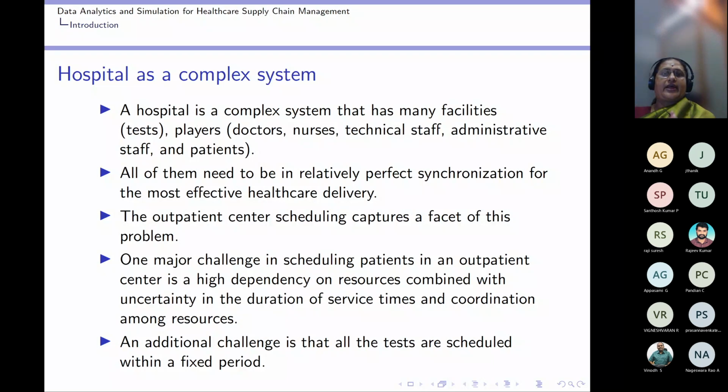So when we look around as a hospital, I can look at this hospital as a complex system where I have players which are doctors, nurses, technical staff. It has many facilities and all of them have to work in perfect synchronization for an effective healthcare delivery. One of the places where we see a lot of queues and inefficiencies manifesting is what we refer to as the outpatient center. Now, even in an outpatient center, there is a high dependency on resources.